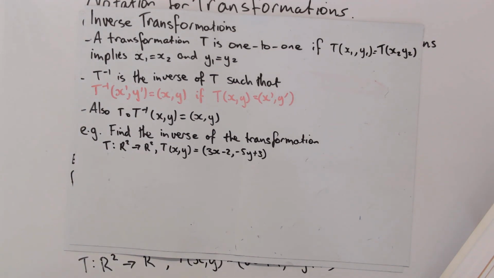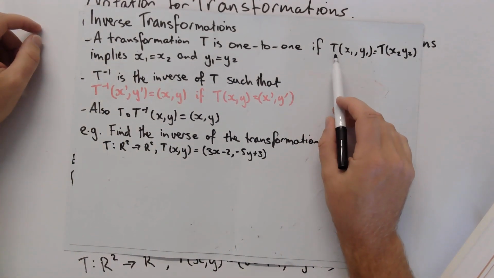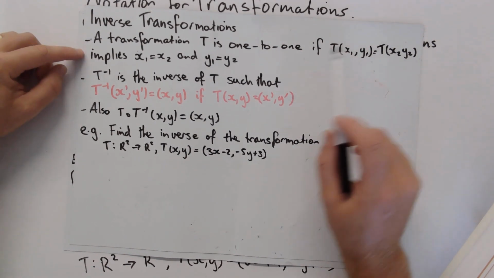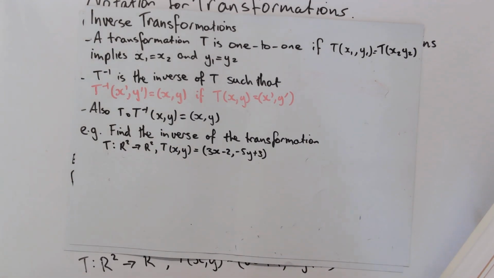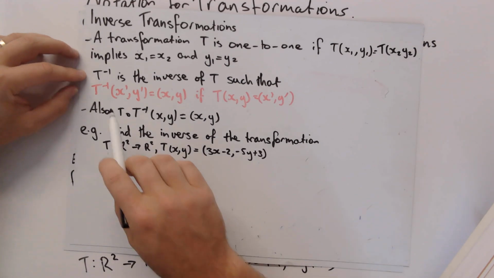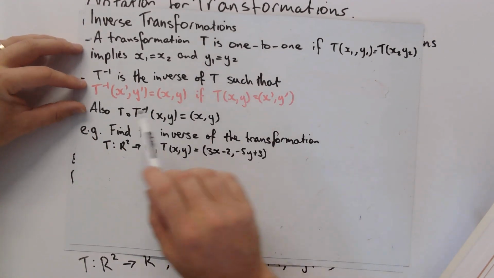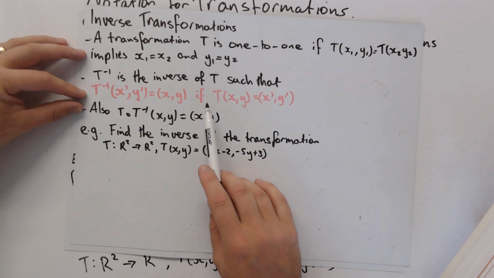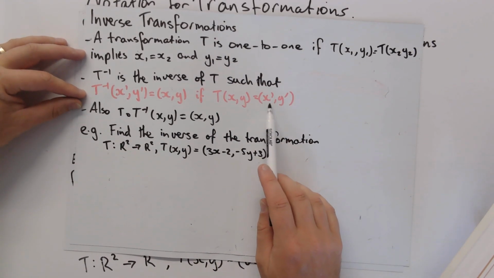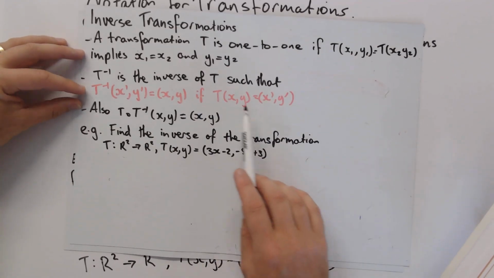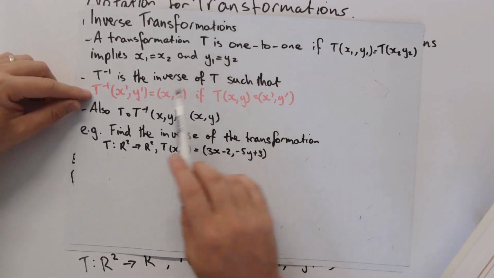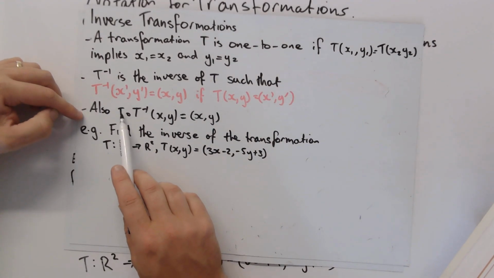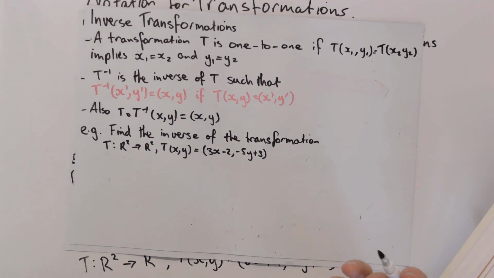A transformation T is 1-to-1 if T of (x1, y1) equals T of (x2, y2), and this implies that x1 equals x2 and y1 equals y2. T negative 1 is called the inverse of T, and it's such that the inverse of T applied to (x dash, y dash) will get us back to (x, y) if T of (x, y) equals (x dash, y dash). So basically, if I do the inverse transformation of my transformed value, I'm going to get back to my original. It should undo it. Another way to think about it is T inverse of T of (x, y) is going to give us (x, y). They're going to cancel each other out. So our transformation and inverse transformation are going to cancel each other out, basically.